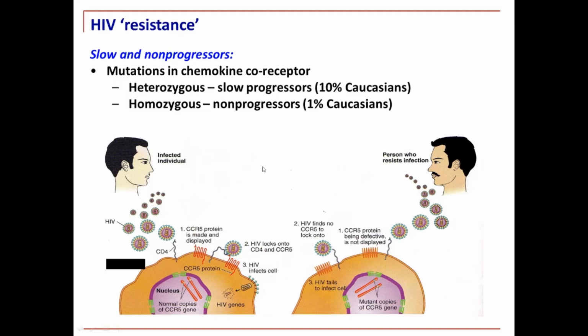But of course, if you've got a CCR5 mutation such that HIV can no longer lock onto it, your HIV floats around, it can bind to the CD4, but it can't bind to the CCR5 protein, and therefore it can't get into the cells. So individuals can resist infection, so they have HIV resistance.